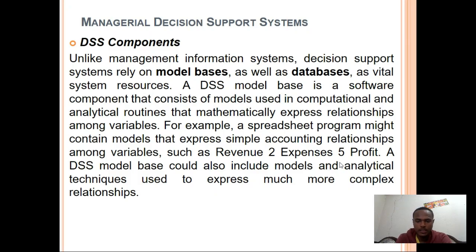For example, a spreadsheet program may contain models that express simple accounting relationships among variables, such as revenue minus expense equals profit. A DSS model base could also include models and analytical techniques used to express much more complex relationships.